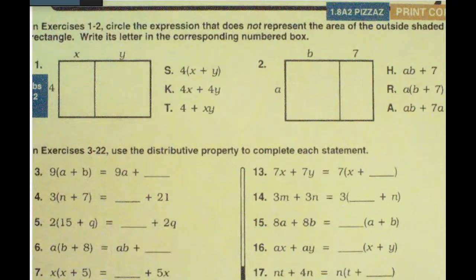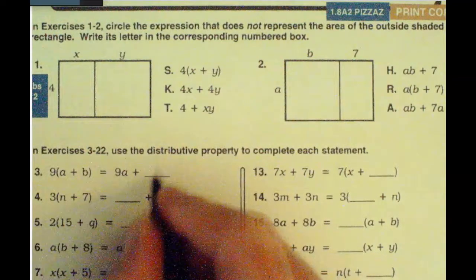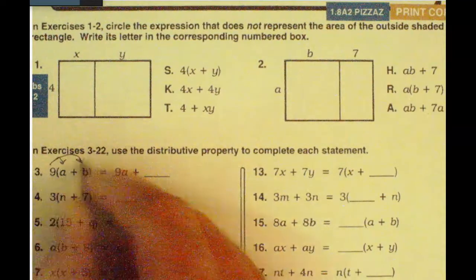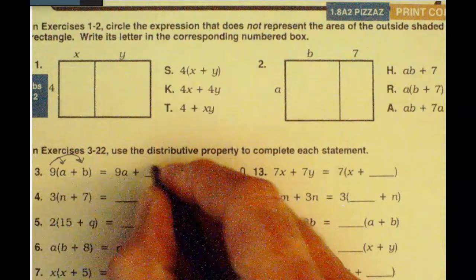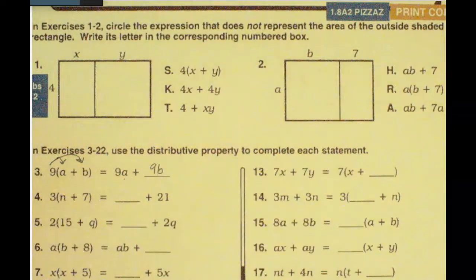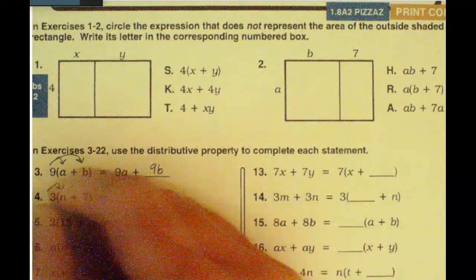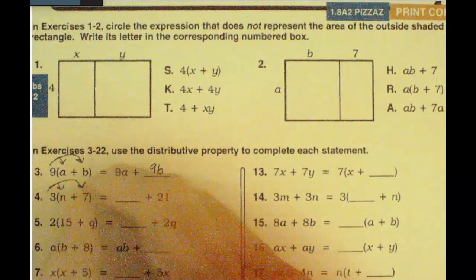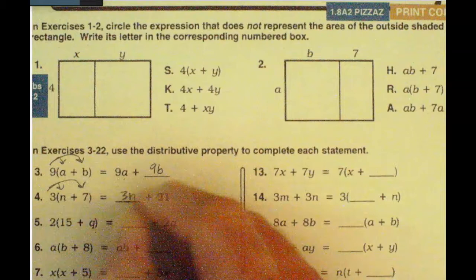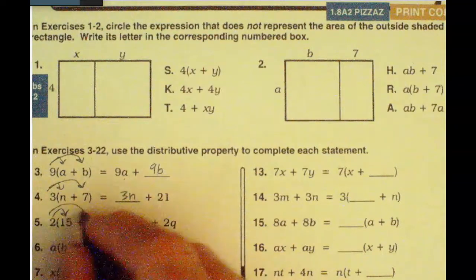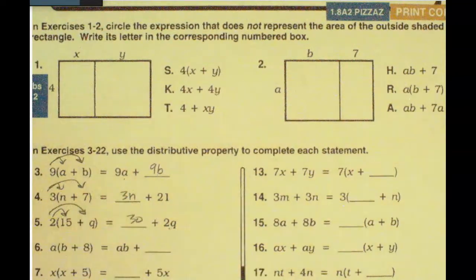We just need to distribute out and figure out what goes in here. So here's how they got 9A. If we take 9 times B, it's just going to be 9B. We just fill that in. This one here, there's 3N and 21. So they're missing the 3N, so I'll put the 3N. It's 3N plus 21. This one here, 2 times 15, well, that would be 30. 2 times Q is 2Q. All right? You can do this.